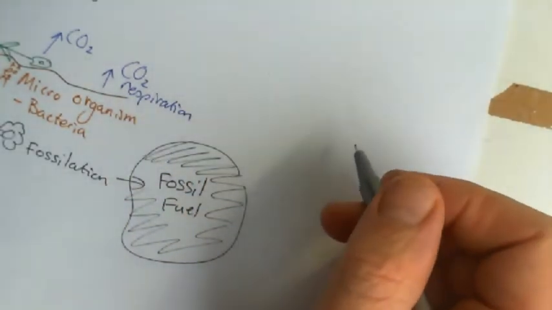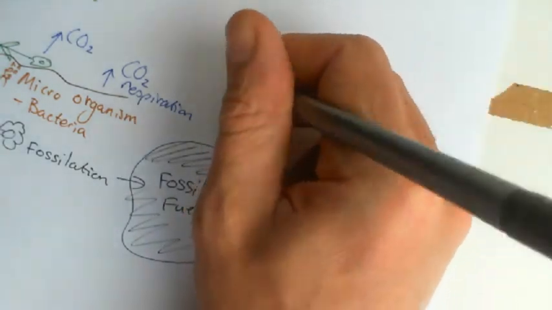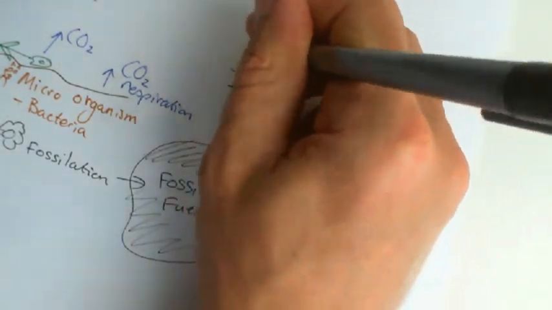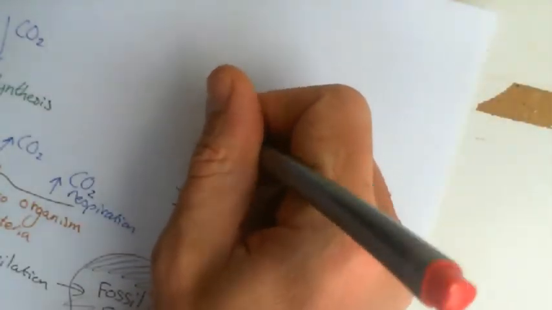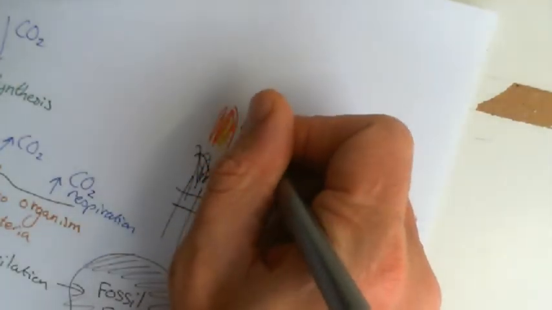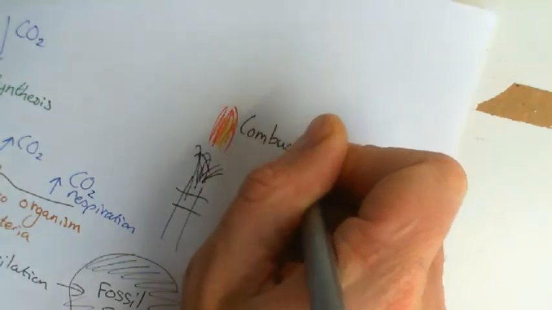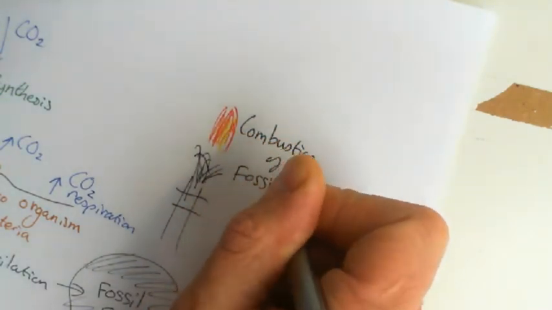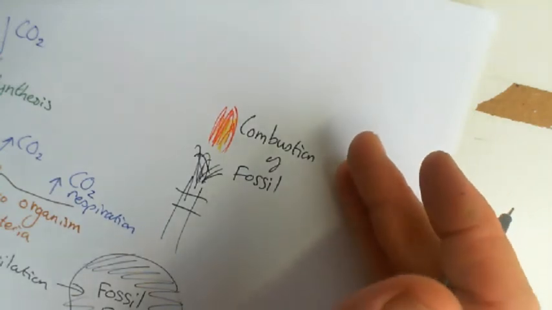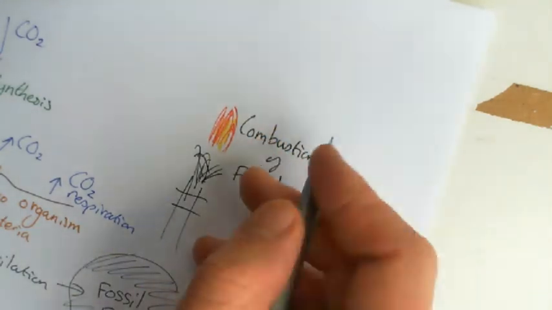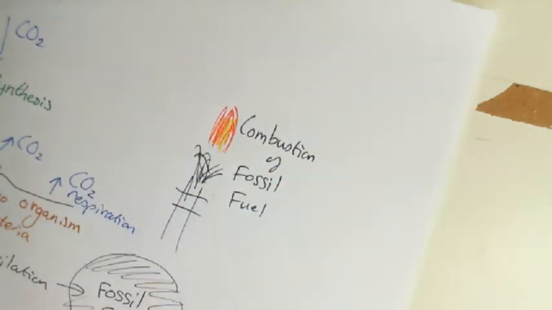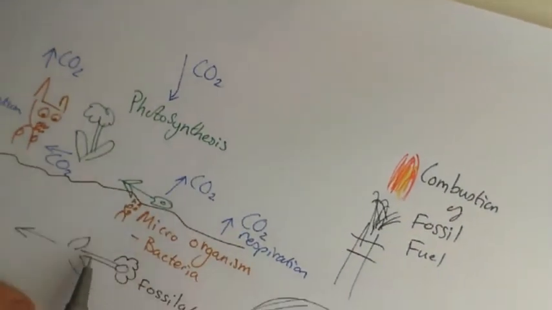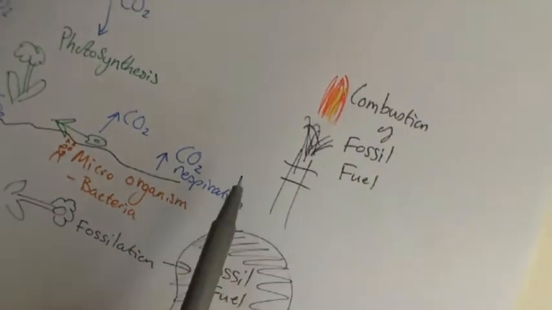And what happens is that humans come along, they dig up the fossil fuel, say it's oil, and then they set fire to it to burn it for fuel in a process called combustion. So when you put petrol into your car or coal on a fire, that's combustion of fossil fuels. And that is releasing the CO2 that was tied up in these dead plants for millions of years and popping it back into the atmosphere.